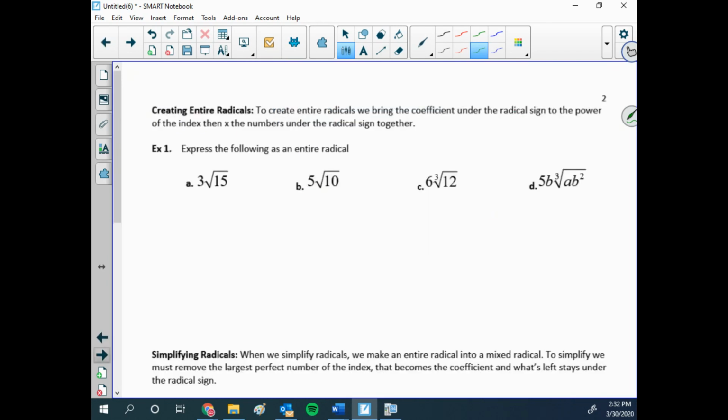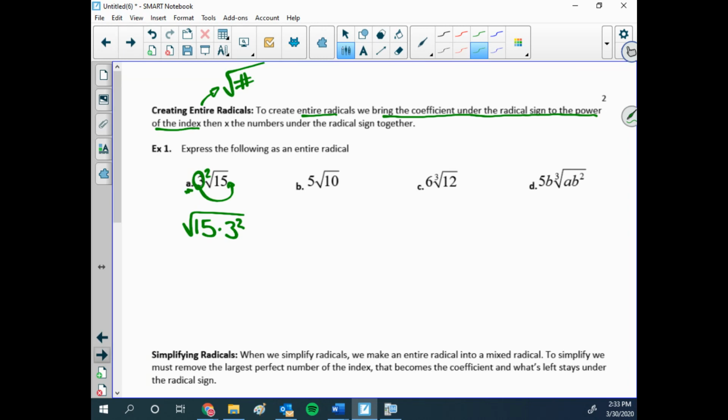So, creating an entire radical. An entire radical, remember, means all of the numbers underneath that root sign. To create an entire radical, we bring the coefficient under the radical sign to the power of the index. Looking at example A, 3 root 15, I would take the 3 and bring it underneath the root sign. So 15 times 3 to the power of the index. There is no index that we can see, so we need to remember that the invisible index is a 2. So that would just be 15 times 3 squared.